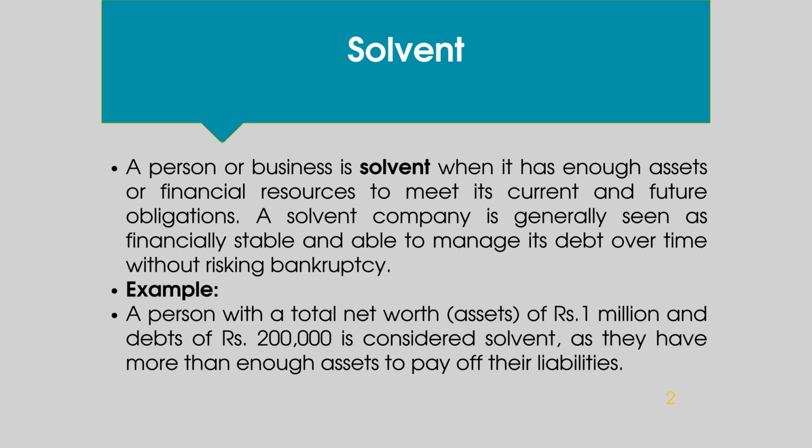Solvent. A person or a business is solvent when it has enough assets or financial resources to meet its current and future obligations. A solvent company is generally seen as financially stable and able to manage its debt over time without risking bankruptcy. For example, a person with a total net worth or assets of rupees 1 million and debt of rupees 2 lakh is considered solvent as they have more than enough assets to pay off their liabilities.